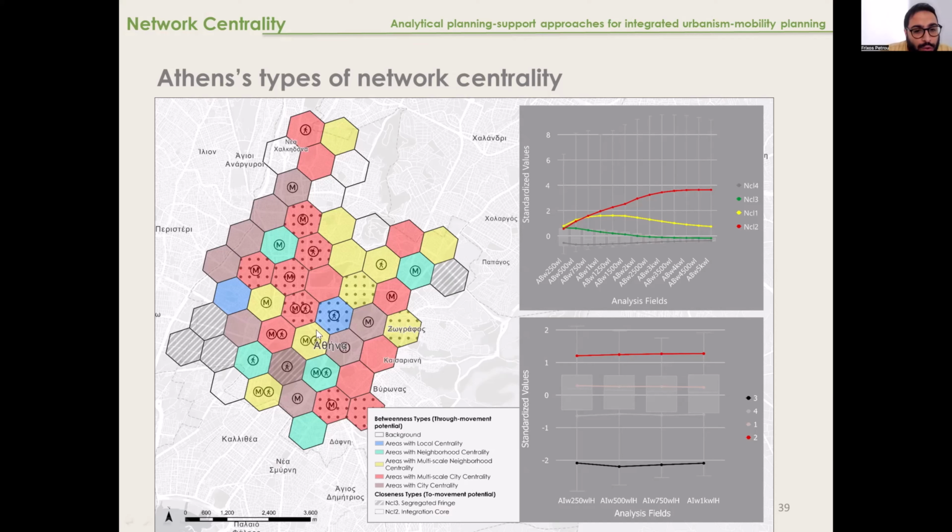So, for example, to go to the example of Syntagma, the area of the historic center, we have an area with multi-scale neighborhood centrality, which also has active mobility connectors and access to a metro station, while the area of Exarchia is an area with integrated local centrality, with active mobility connectors but without access to public transport.